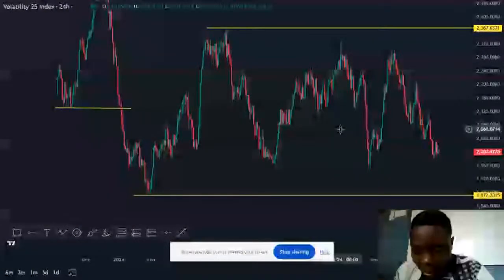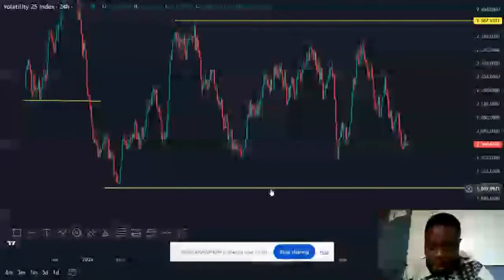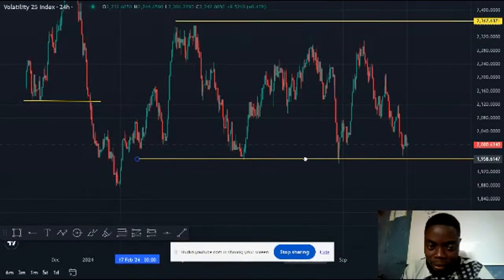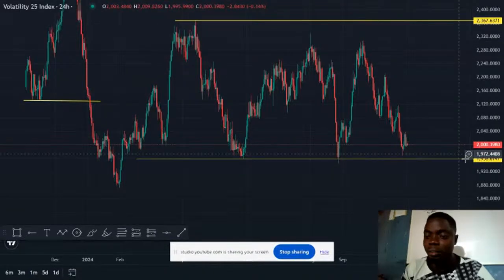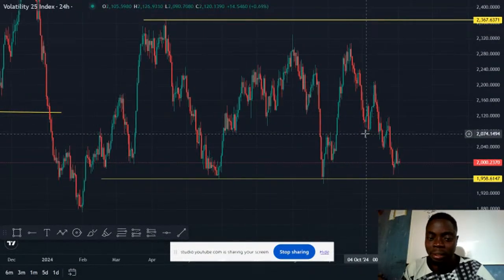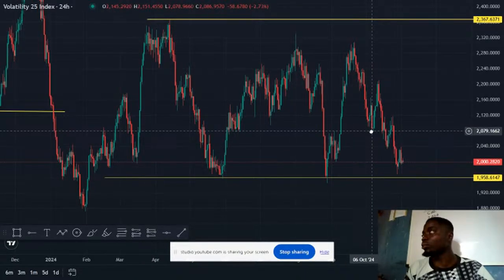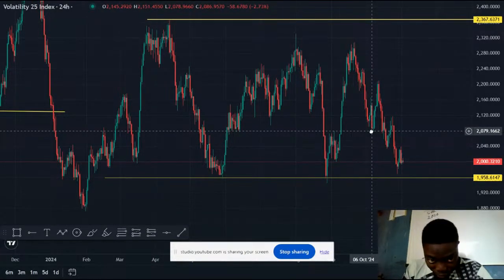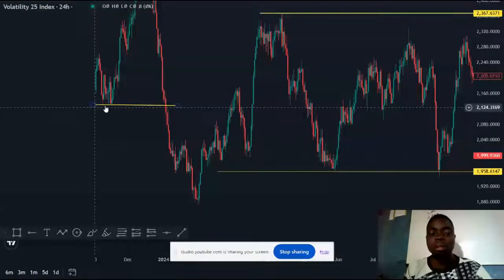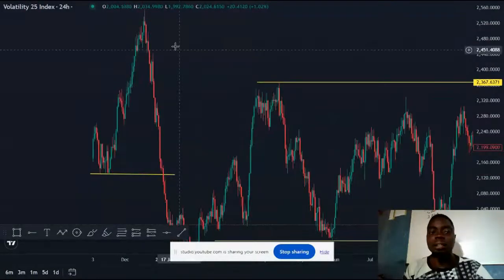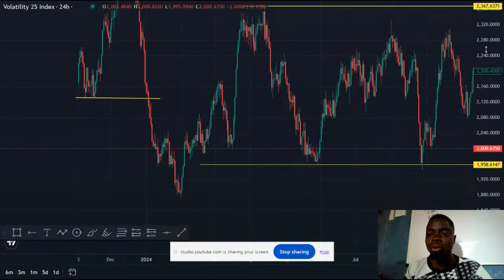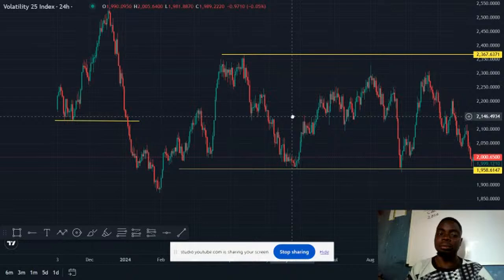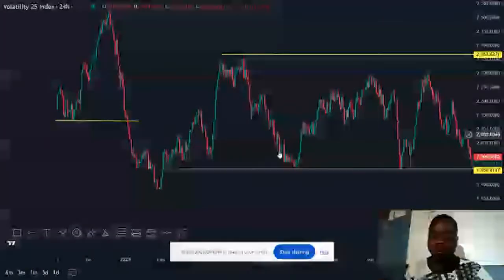The next thing I'll be looking at is if price should take out this guy. Price should take out this guy, then I know that we are bearish. So now here, price broke this structure and pulled back. This is my recent lower high, and this is my recent lower low. Broken structure. But as price pulled back, price failed to take out this guy.